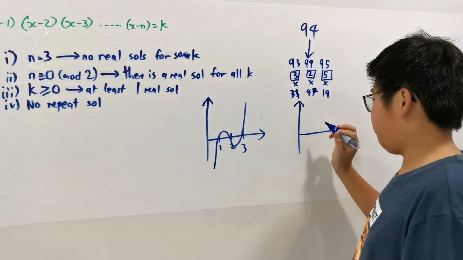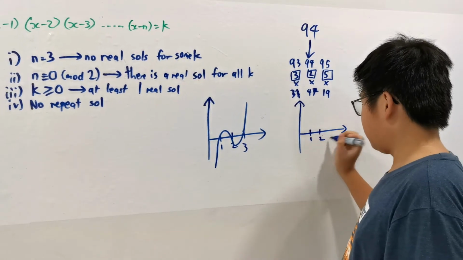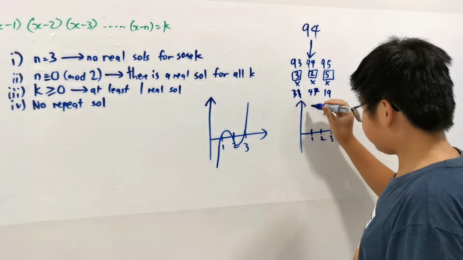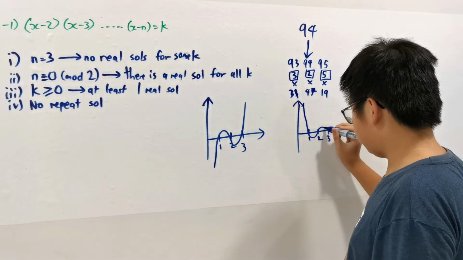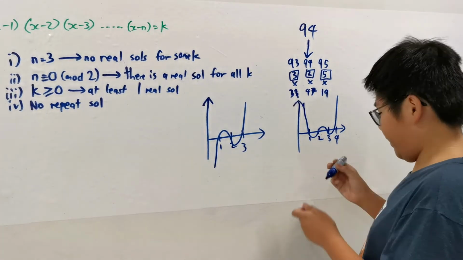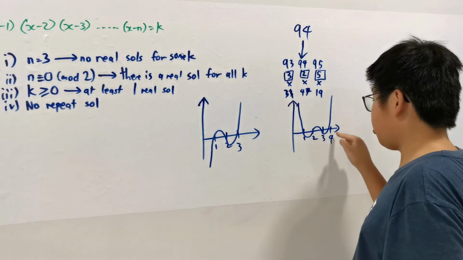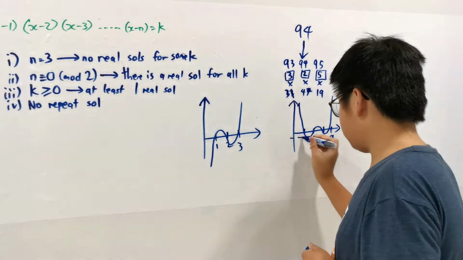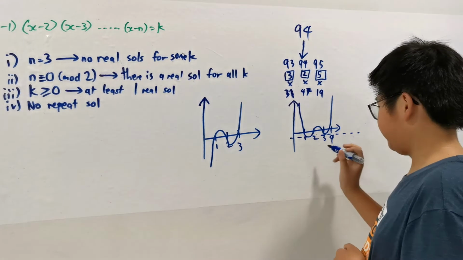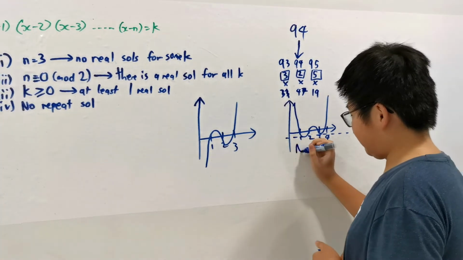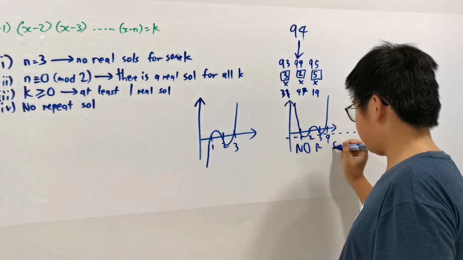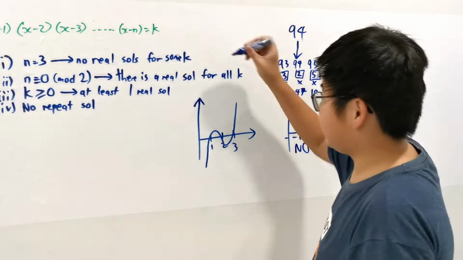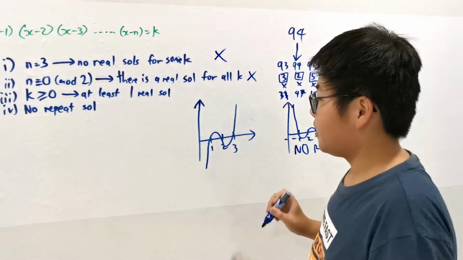Now let's draw it for n is 4. So 1, 2, 3, 4. This graph will go like this. And do you know what this means? This has 2 minima. Let's just drop the minima. And below this line, there is no real solution. So statements 1 and 2 are false.